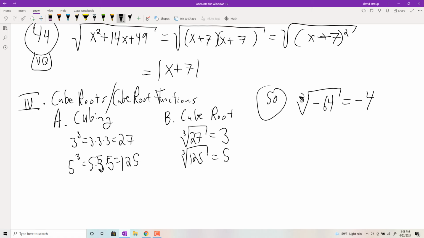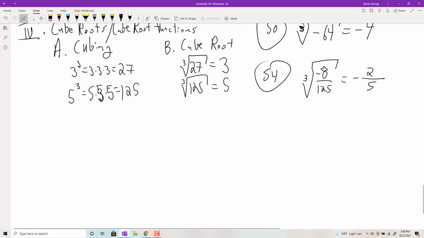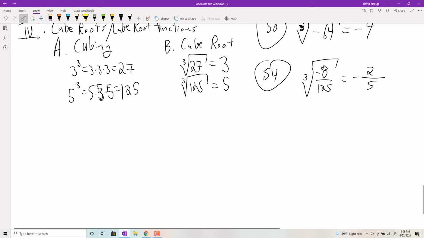Let's look at 54. And again, you could take cube roots of fractions. So here I have negative 8 over 125. So it's going to be a negative number. What times what times what is 8? Well, it's 2. What times what times what is 125? That's 5.